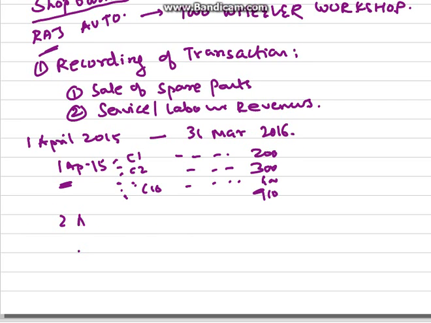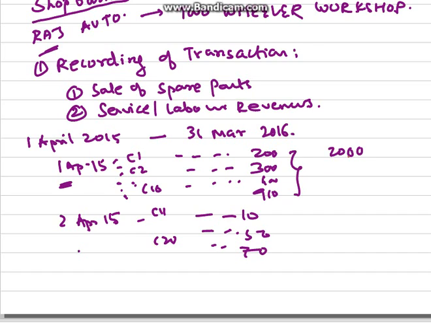Now the same record of transactions for 2nd April 2015. Customer number 11 to customer number 20, all the same kind of transactions. Here the total revenue generated today from sale of spare parts was, say for example, 2000, and from service labor revenue it was 1000. So the total business done was 3000 rupees. On the 2nd April the same case will be repeated. Say, from sale of spare parts 2500, and from labor revenue 1500. So the total transaction was 4000. Day by day, transactions are going on.